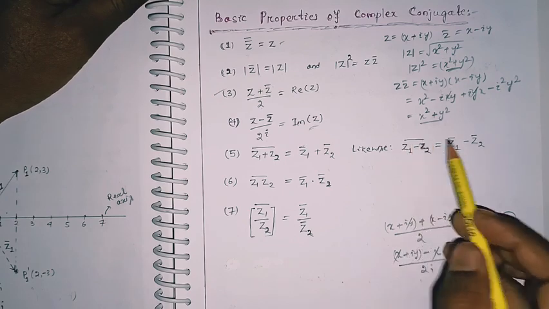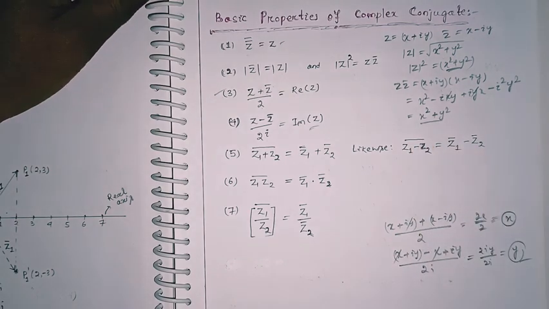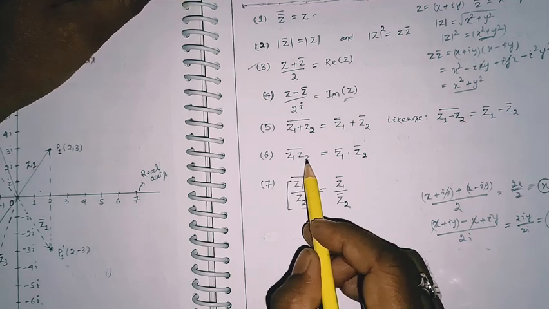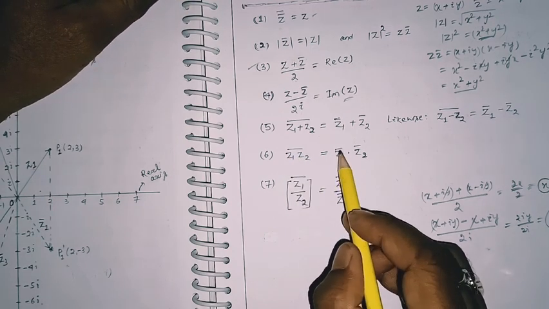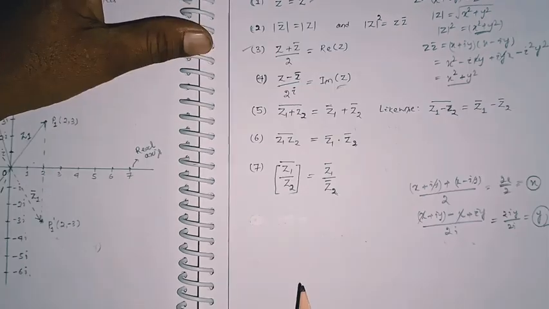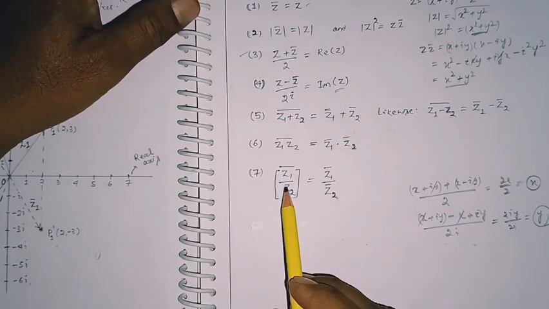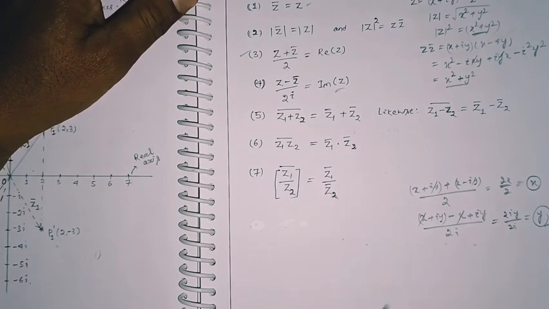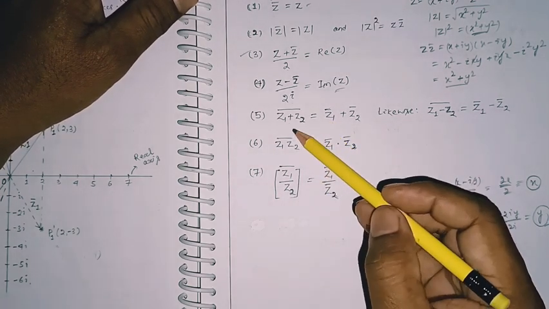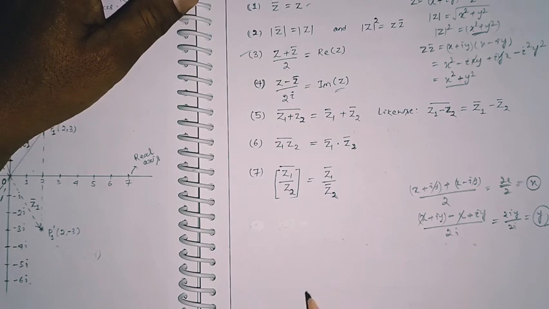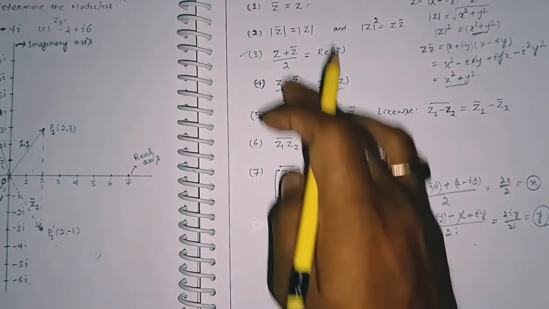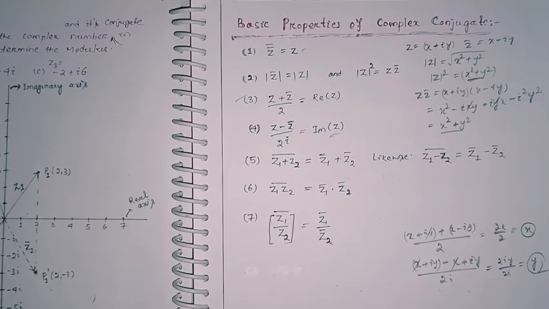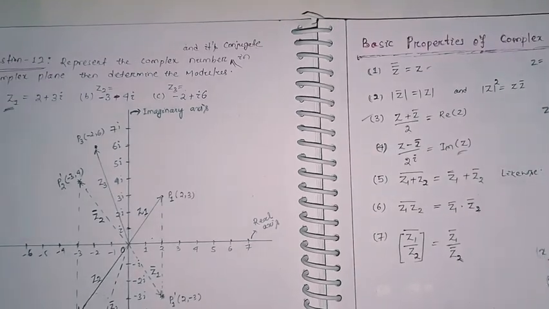Z1 minus Z2 whole bar will be equal to Z1 bar minus Z2 bar. Likewise, you can prove Z1 into Z2 whole bar equals Z1 bar into Z2 bar. And the final property is Z1 by Z2 whole bar will be equal to Z1 bar by Z2 bar. These properties you can prove by yourself. Okay, so these are the basic and important properties that you have to remember, which will be essential for different types of numericals. So here we have to stop our first lecture.